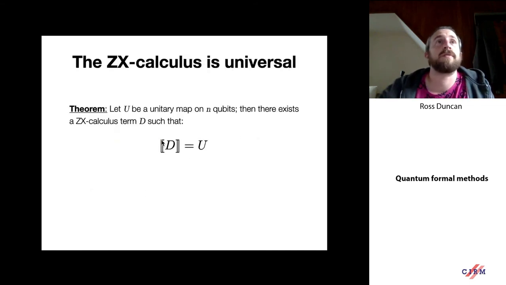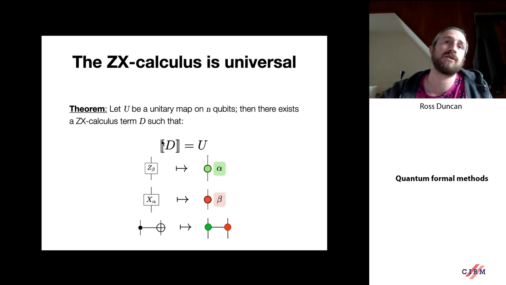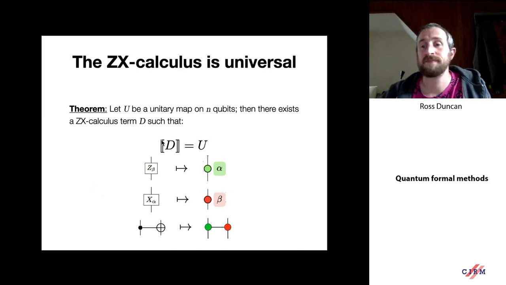And some important facts here are that if we have any unitary map on n qubits, then we can write it down as a ZX calculus term. And it's easy to see that because I can write down a universal generating set. So if I know how to write down the circuit, I know how to write it down as a ZX term.